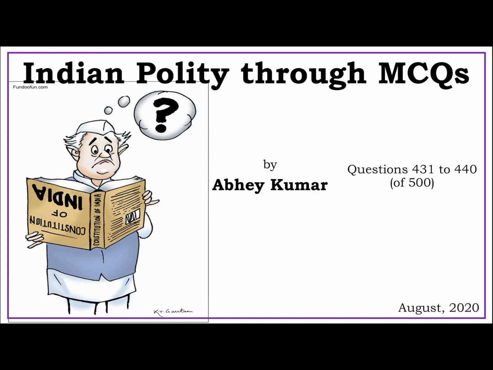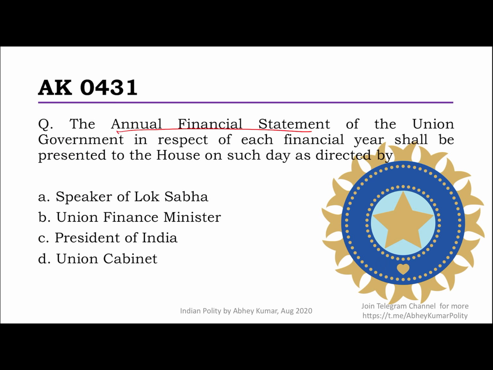Alright, so let us take the first question of this video, and that is the annual financial statement of the Union government in respect of each financial year shall be presented to the House on such day as directed by. Okay, now we know that Article 112 of the Constitution talks about the annual financial statement. In fact, if you read it now, you will see that clause 1 reads that the President shall, in respect of every financial year, cause to be laid, right? So, in a sense, it means that it is the President's responsibility.